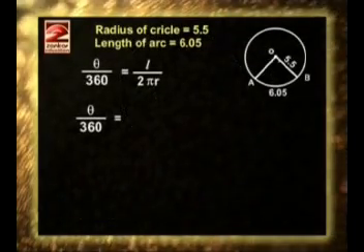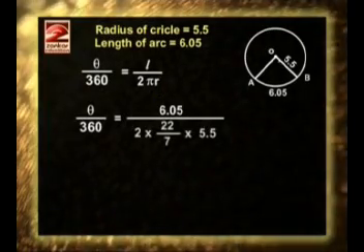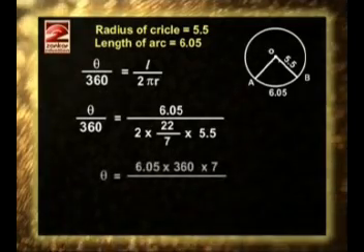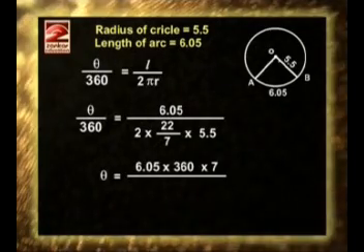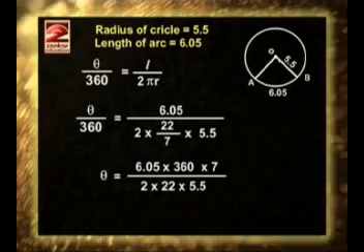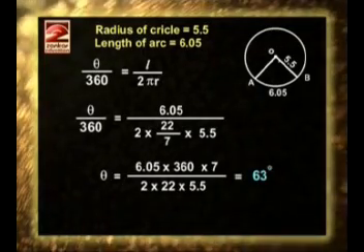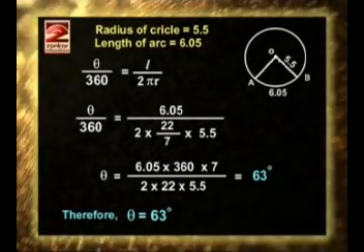Therefore, theta upon 360 is equal to 6.05 upon 2 into 22 upon 7 into 5.5. Therefore, theta is equal to 6.05 into 360 into 7 upon 2 into 22 into 5.5. That is equal to 63. And therefore theta is equal to 63 degrees.